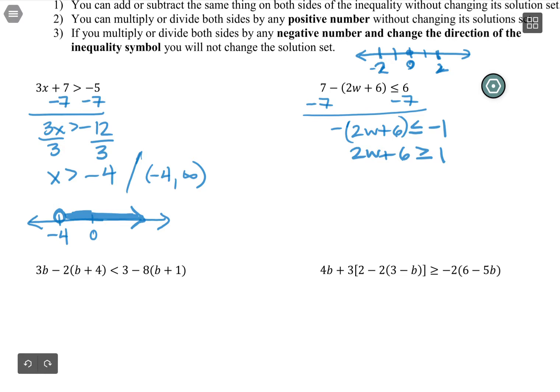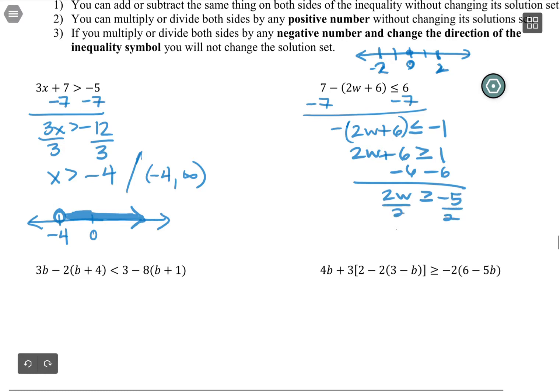So if we want the opposite of 2w plus 6 to be less than or equal to the opposite of 1, then we need 2w plus 6 to be bigger than or equal to +1. Again, just think about switching directions from the negative sign, flipping over to the positive side, and that's going to change what's bigger and what's smaller. Next, I need to subtract 6. So 2w greater than or equal to -5. And last, I need to divide by 2. So w greater than or equal to -5/2.